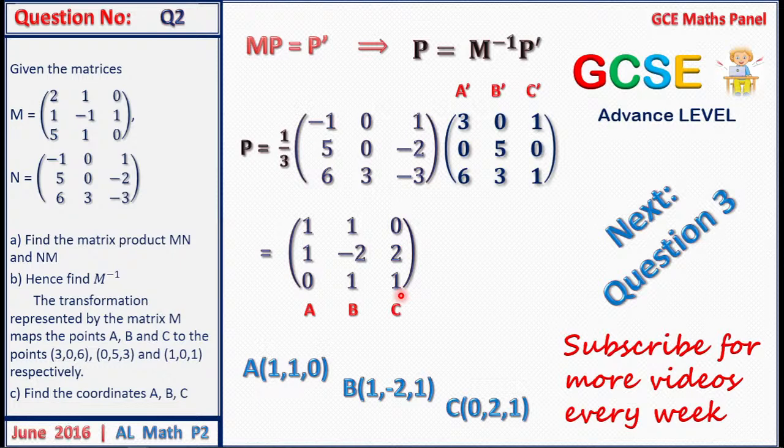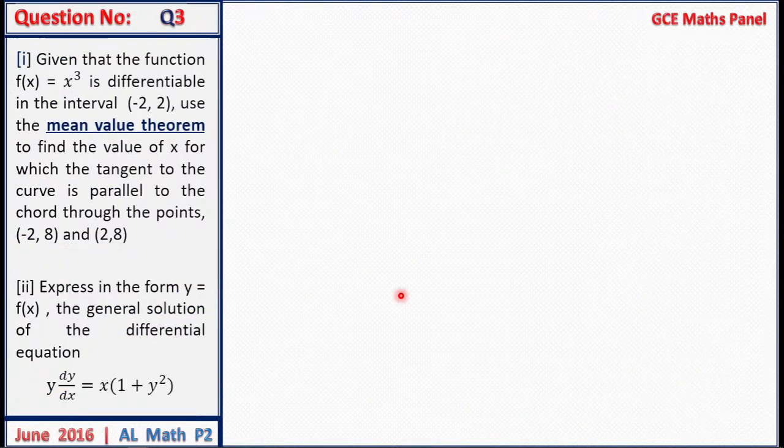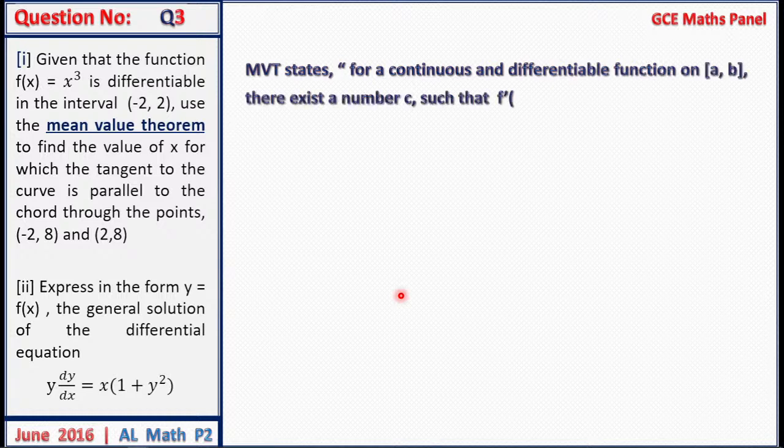Now let us look at the third question. Question 3 of 2016 reads: given that the function f of x equals x to the power 3 is differentiable in the interval minus 2 to 2, use the mean value theorem to find the value of x for which the tangent to the curve is parallel to the chord through the points minus 2, minus 8 and 2, 8. So let us first of all recall, what does the mean value theorem state? It states that for a continuous and differentiable function on the interval AB, there exists a number C such that f prime of C equals f of B minus f of A, over B minus A.